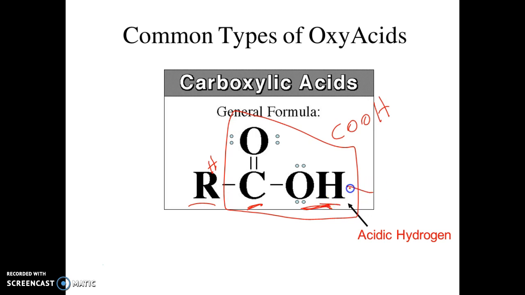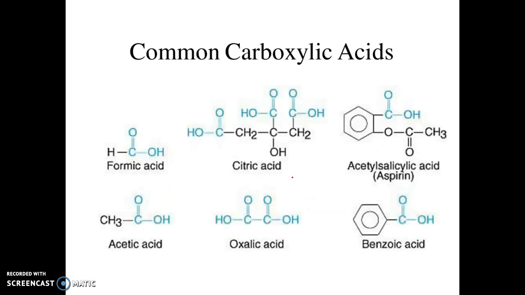And this H right here has the ability to leave. That's my acidic hydrogen, because we have the two oxygens here that can handle that extra electron. They don't tend to be strong acids, but they definitely are acidic. So keep an eye out. That pops up in a lot of compounds. Here's some examples of some acids. These are all carboxylic acids.